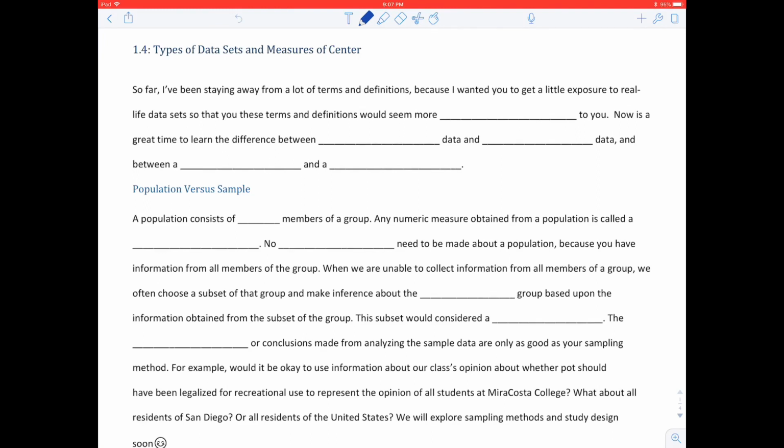But personally, if you have no example of what some kind of data set looks like, how are you going to know what is what? And that's kind of what we went through when we were looking at the difference between data and variables and types of data, types of variables. So anyway, here we are, and we are going on to look at types of data sets, sort of, and measures of center.